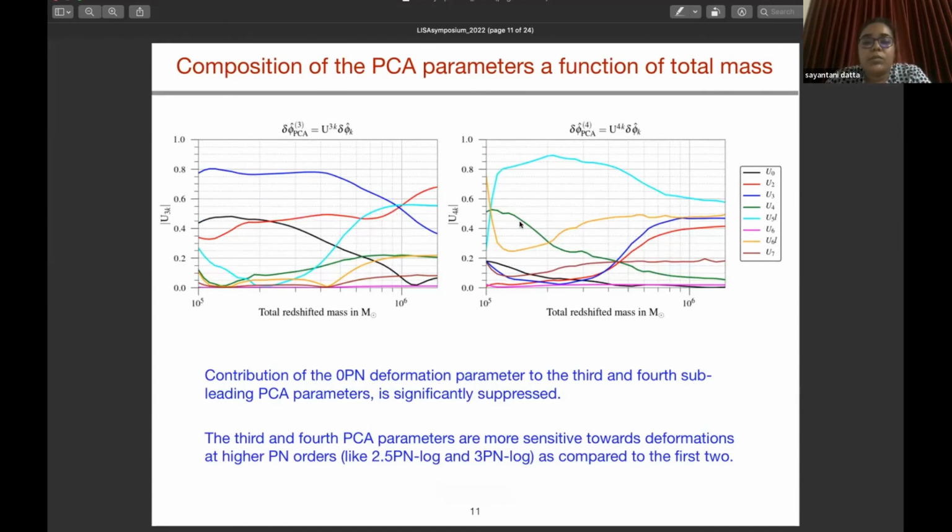This only gets more prominent as we go to the fourth PCA parameter, where the 2.5 PN log term dominates. And of course, there's again increased contribution from the 3 PN log and so on. So this only tells that as you are able to measure more of the higher order PCA parameters, you're able to probe the higher order PN coefficients better, and also with good accuracy because of LISA's good sensitivity.